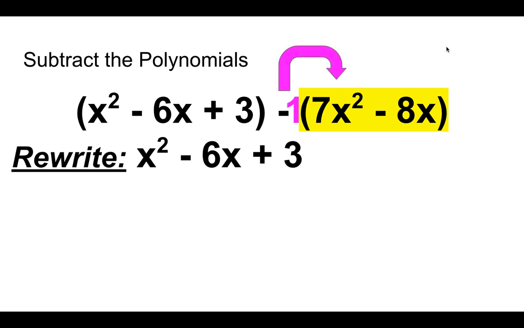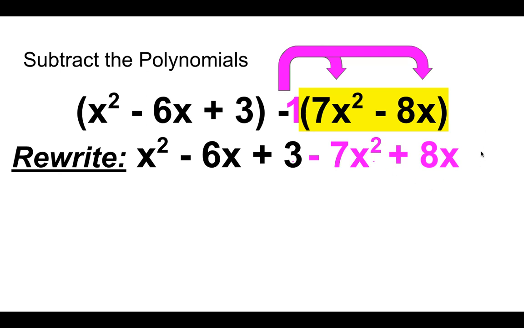Negative 1 times a positive 7x squared is a negative 7x squared. Negative 1 times negative 8x is a positive 8x. Negative times a positive is a negative. Negative times a negative is a positive.